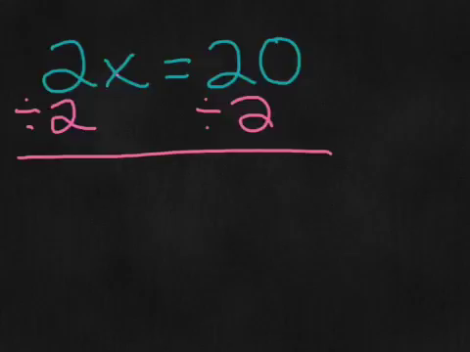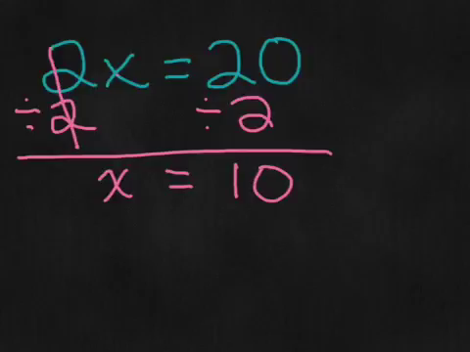So why did I do that? Well, I wanted to undo the 2 that's with the x, the times 2. So I'm just left with x on the left. And on the right, 20 divided by 2 is 10. So the solution to this equation is x is 10.